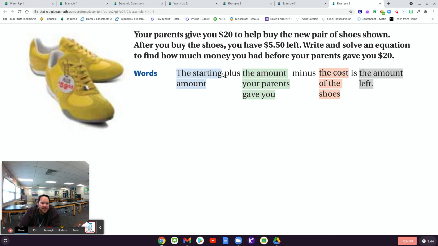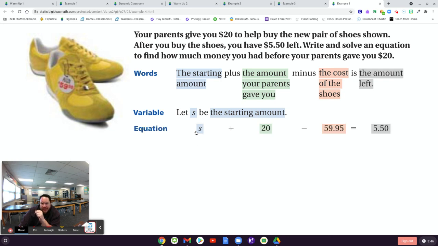So we have the starting amount plus the amount your parents give you minus the cost of the shoes is how much you have left. So just absorb that for a second. All right, so S or X or whatever variable you want to use is going to be our starting amount. So here we got S plus 20, that's how much they gave you, minus the $59.95, that's this blurry price right here, equals $5.50. So now what I want you to do is figure out what S is. Whatever method you need to use, figure out what S is.